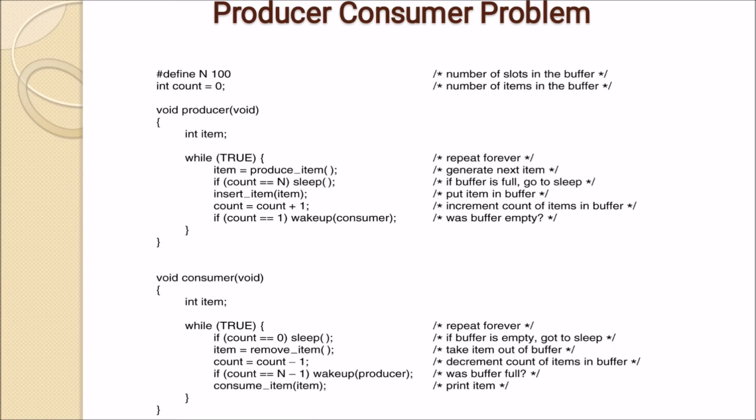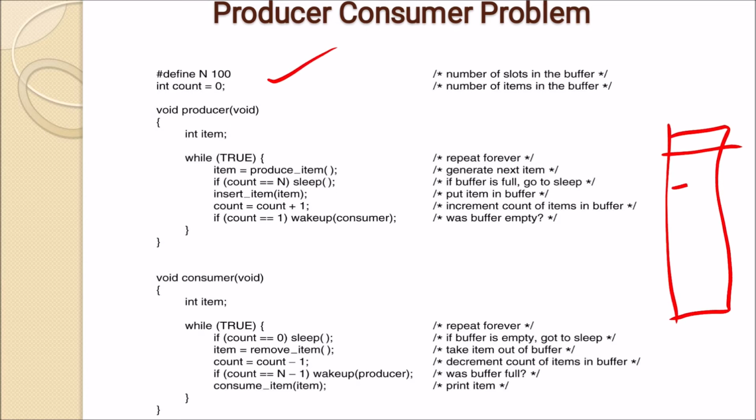First of all, here we are declaring the variable n as 100, defining the value of n as 100, which indicates the number of slots in the buffer. For example, this is the buffer. So here we mention there are a total of 100 slots. Initially, the number of items in the buffer is equal to 0, so we write integer count equals 0. Now there are two processes, producer and consumer. So this is the producer, this is the consumer.